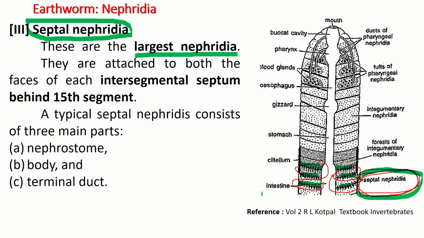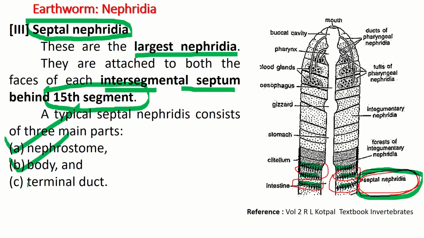The largest nephridia are attached to both faces of each intersegmental septum behind the 15th segment. From the 15th segment onwards, these septal nephridia are found on the intersegmental septa. A septal nephridium has three main parts: the nephrostome, which is the opening, the body, and the terminal duct, which is the last part.